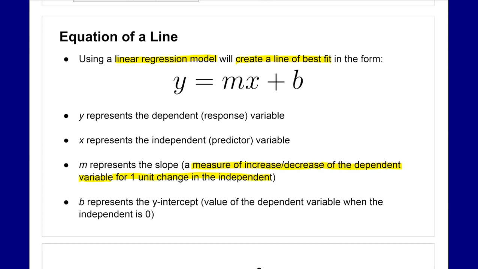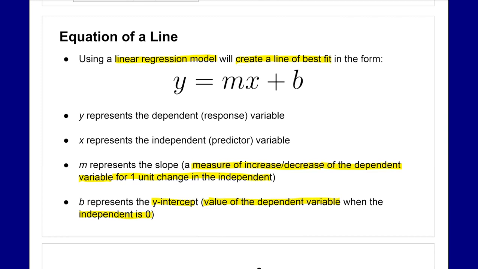So every time the independent goes up, then the dependent will either increase or decrease by a certain value, which is the m value. B represents the y-intercept, right? This is basically the value of the dependent variable when the independent is 0. Right? Basically the starting value. When we don't have anything of whatever the independent is, what is the value of our dependent?